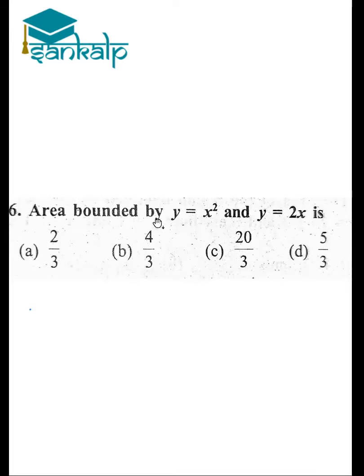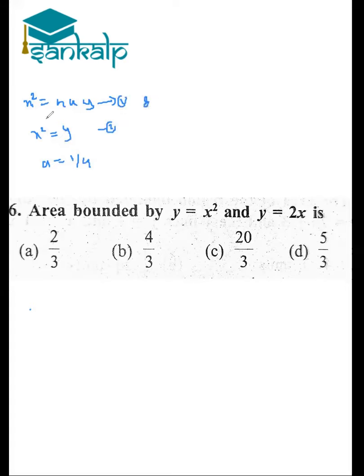So next question: area bounded by y is equal to x square and y equal to 2x. Here we have a parabola and a straight line. When we have a parabola and a straight line, there is a direct result. y is equal to x square is a parabola of the type x square is equal to 4ay. When you compare x square is equal to y with the standard equation, you get a value as 1 by 4.